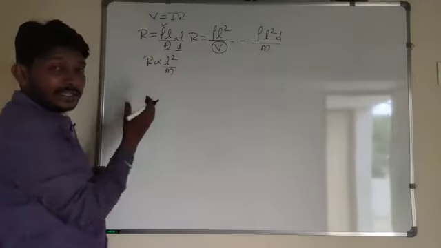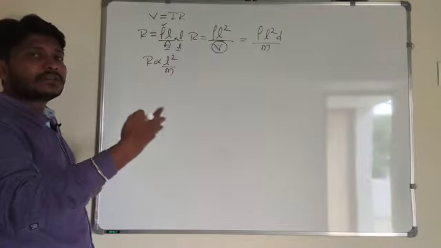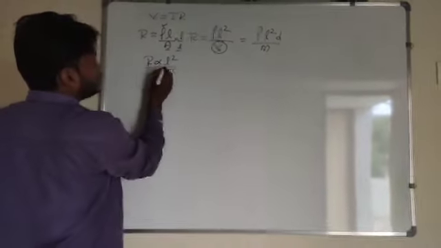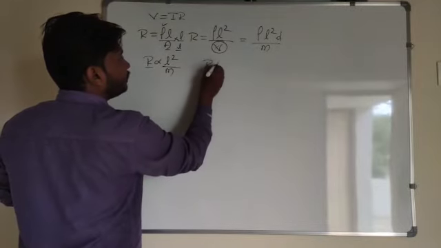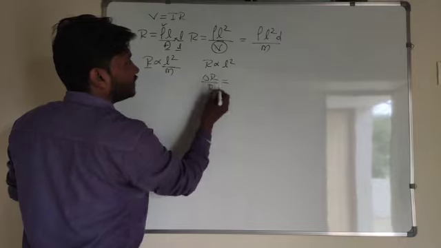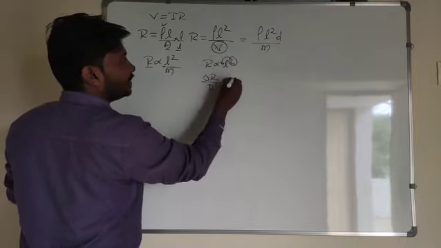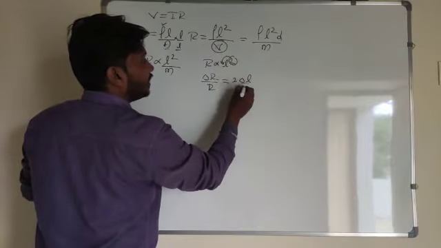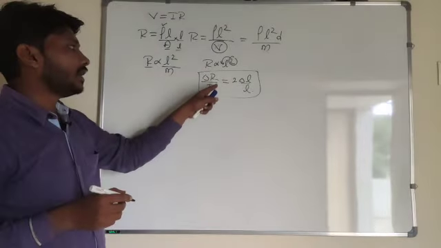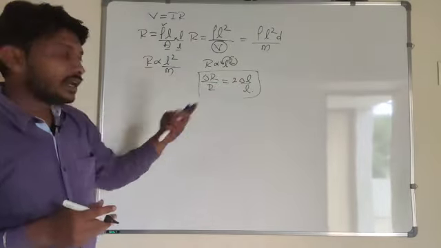If there exists a certain error in resistance, since resistance is directly proportional to the square of its length, delta R by R is equal to 2 into delta L by L. So one more equation: delta R by R is equal to 2 times delta L by L.